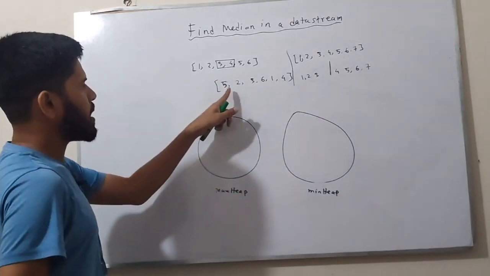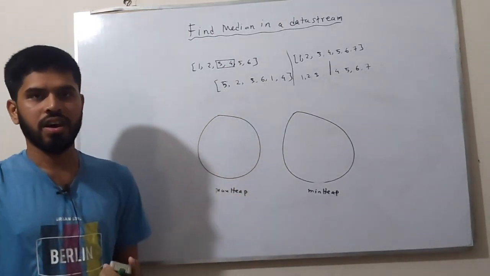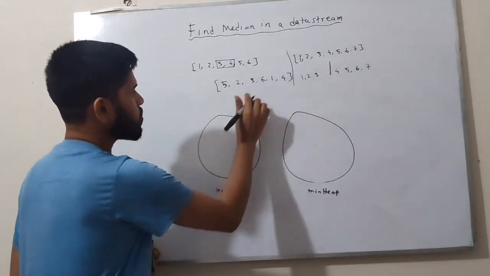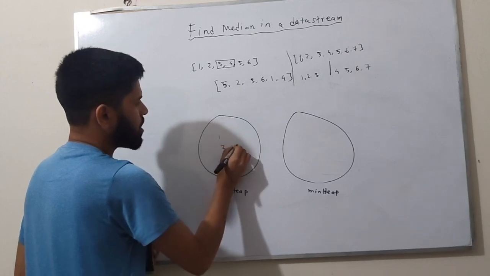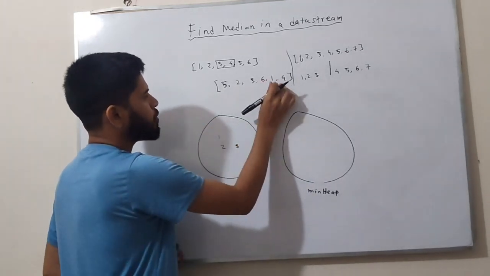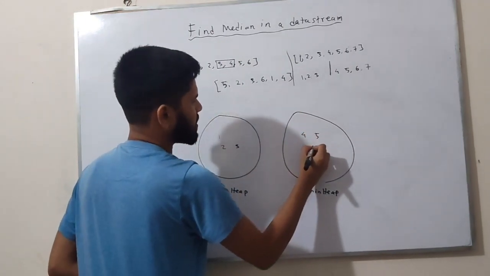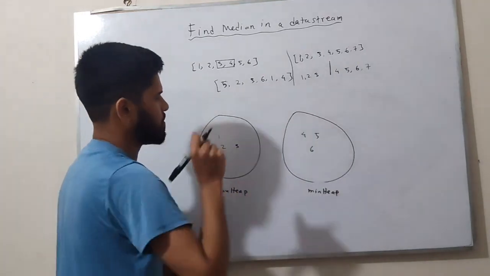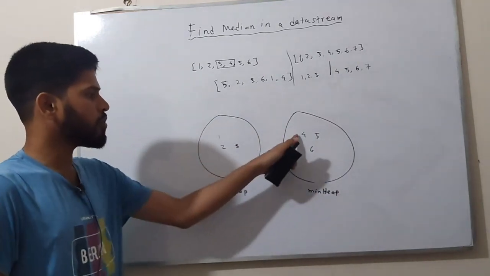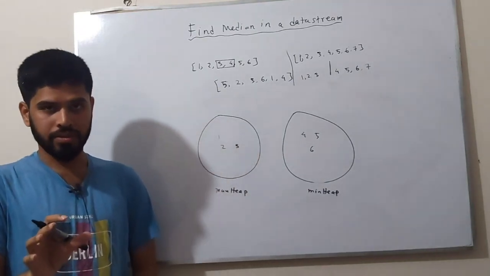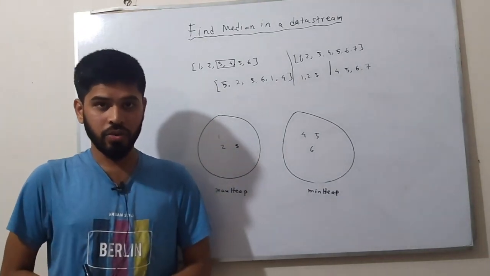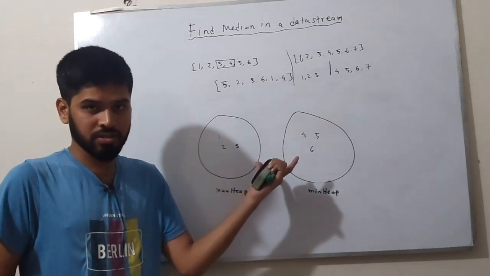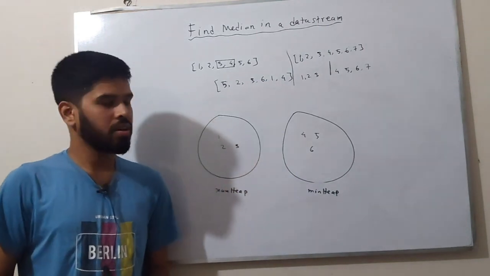We have in this string 5, 2, 3, 6, 1, 4 in unsorted order. So if we insert in our max heap, what we will have? We will have 1, 2, 3. In our min heap, we will have 4, 5, and 6. Since the length is an even number, we can get the peak element from here and from here, and we will average them. 3 plus 4 divided by 2 equals 3.5. I hope you are understanding.